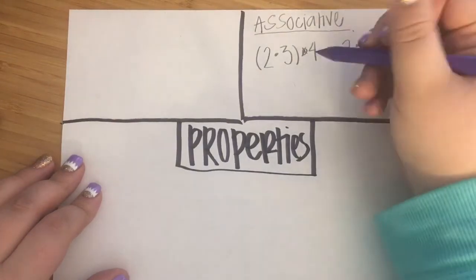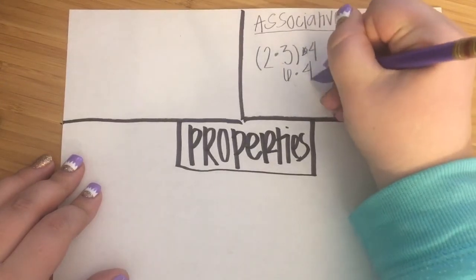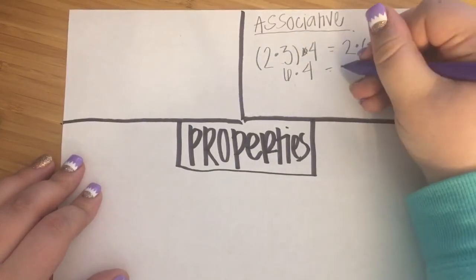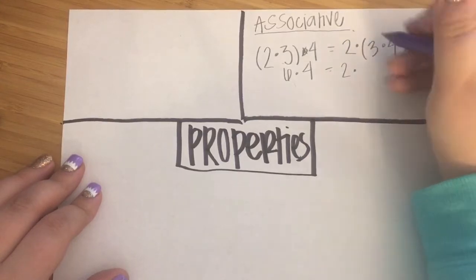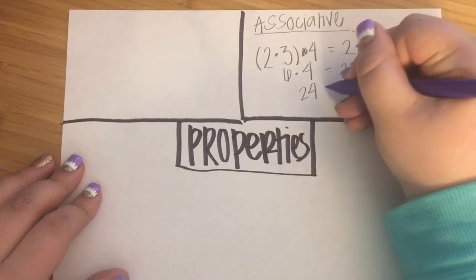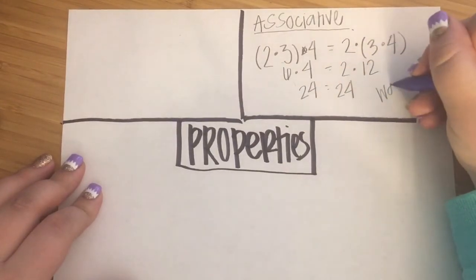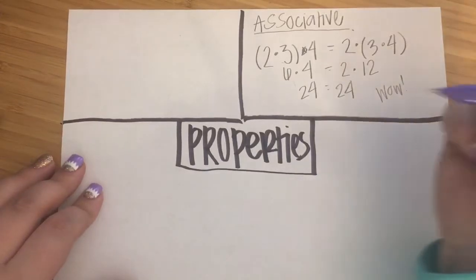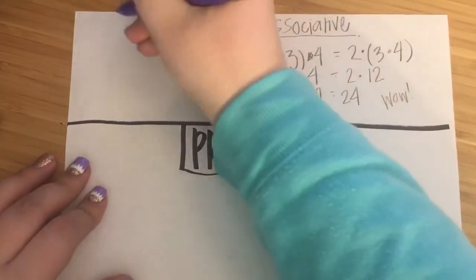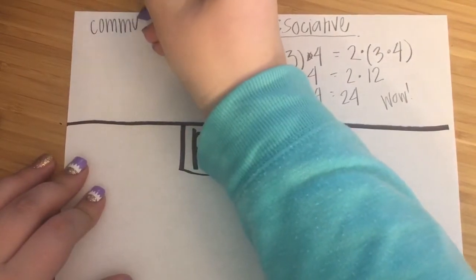So the first one says the product of 2 and 3 multiplied by 4. So that'd be 6 times 4. And this one would be 2 multiplied by the product of 4 and 3, which is 12. And 6 times 4 is 24, and 2 times 12 is 24. I get the same answer. I use those parentheses to associate numbers with each other, and when I'm using multiplication like this, I still get the same answer. How cool is that?